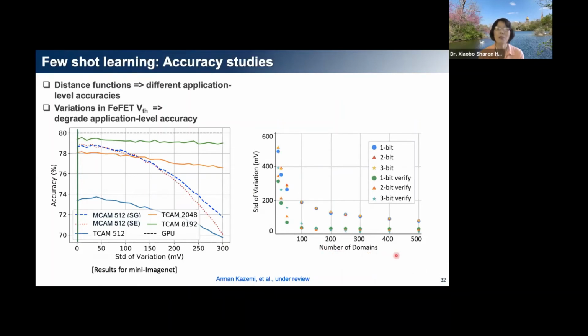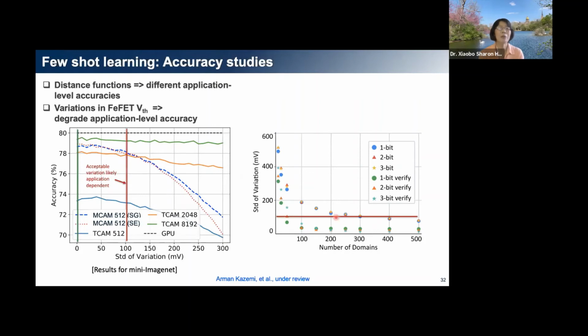And the number of domains, you can think about it without going into physics, think of it as the atomic size in the ferroelectric material. So the more domains you have, typically the larger the device would be. So in this case, you can see that for larger devices, the variation will become smaller. And also, if you do verify, the variation also becomes smaller.